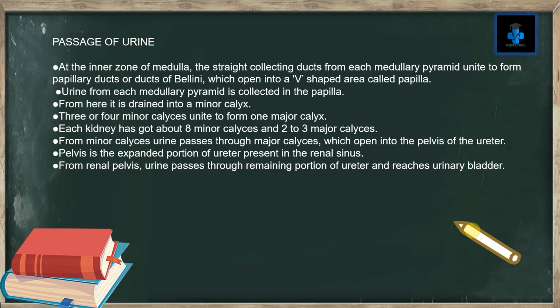3 or 4 minor calyces unite to form one major calyx. Each kidney has about 8 minor calyces and 2 to 3 major calyces. From minor calyces, urine passes through major calyces, which open into the pelvis of the ureter. Pelvis is the expanded portion of ureter present in the renal sinus. From renal pelvis, urine passes through the remaining portion of the ureter and reaches the urinary bladder.